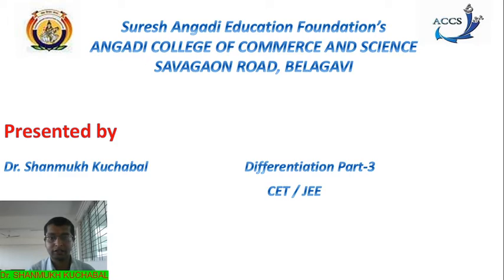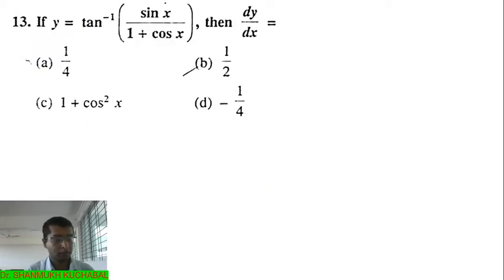Today, in this session, we will continue the last topic, that is differentiation. So today's topic name is differentiation part 3. Directly, we will go for example number 13. Here y is given, y equal to tan inverse of sin x divided by 1 plus cos x. Then we have to find the value of dy by dx.